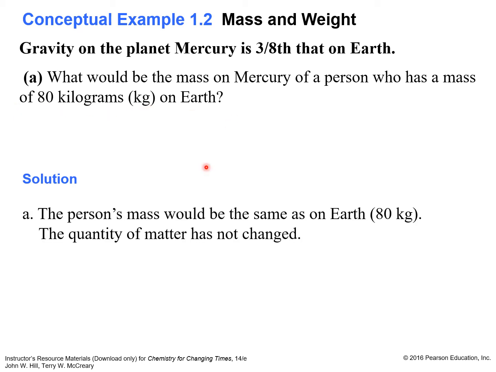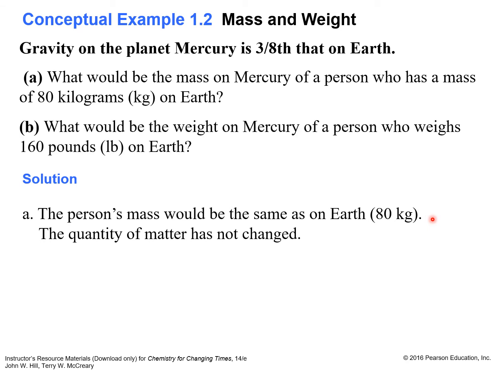Okay, so remember, what did I tell you about mass? The person's mass would be the same because it is not related to the gravitational pull, right? The quantity of matter will not change. So the mass will be the same as that on Earth, which will be 80 kg.